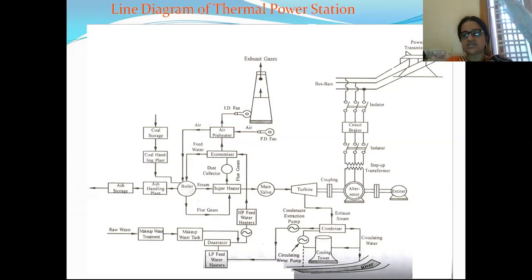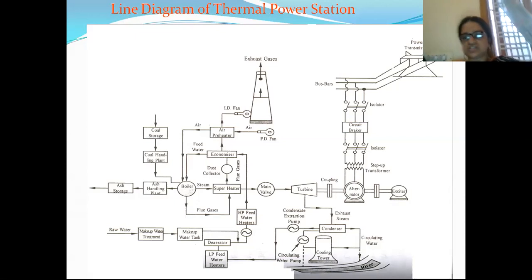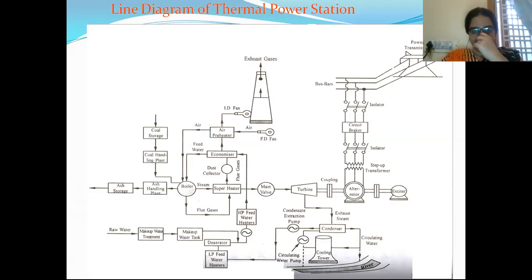Forced draught fan will take fresh air from the atmosphere. This air will be given to the boiler. Why? Because in order to have combustion, as the temperature in the boiler will be very high, it will pass this air, which is taken from the atmosphere, through the air preheater. After passing through the air preheater, that air only it will give to the boiler.